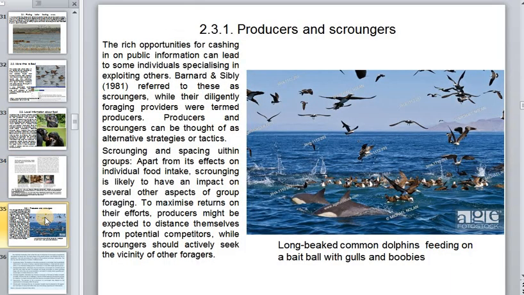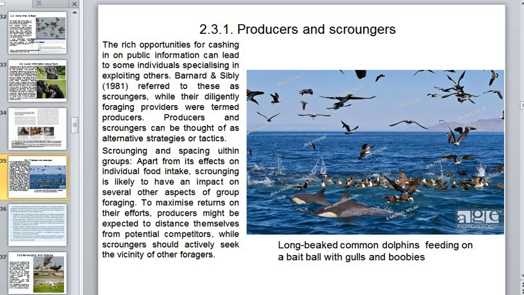And here one more: producers and scroungers. One more strategy: there are rich opportunities for cashing in on public information, which can lead to some individuals specializing in exploiting others. Barnard and Sibly referred to this as scrounging. While the diligently foraging individuals were termed producers, producers and scroungers can be thought of as alternative strategies or tactics, and scrounging and the spread of scrounging in groups evolve from its effects on individual food intake.